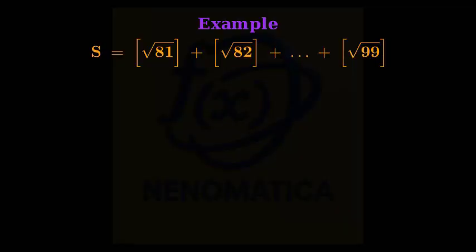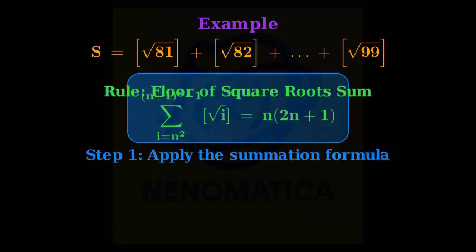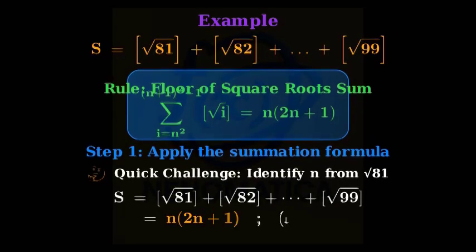We now apply the rule for the sum of floors of square roots on a complete square interval. Step 1. Apply the summation formula. Here we rewrite the series using the rule. Quick challenge. Can you identify n from the starting term square root of 81?